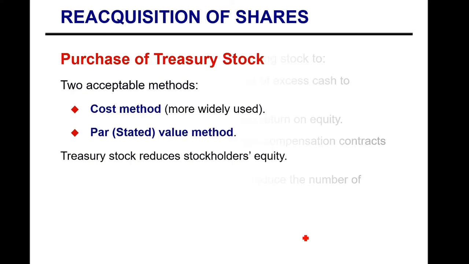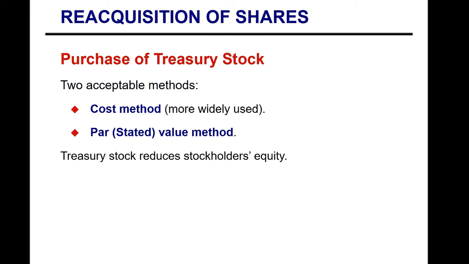Okay, so let's look at just some examples. The way that we purchase treasury stock, there are two acceptable methods according to GAAP. One is called the cost method. The second is called the par, stated value method. Cost method is more widely used, and we'll cover a couple of different scenarios with that. Par value is not so much used anymore, but it is an accepted method.